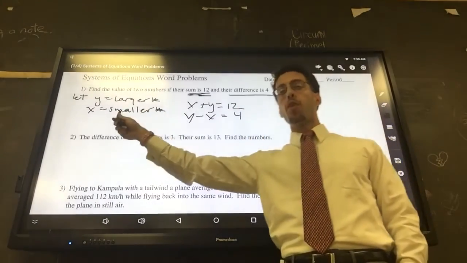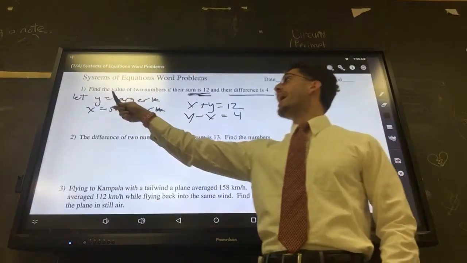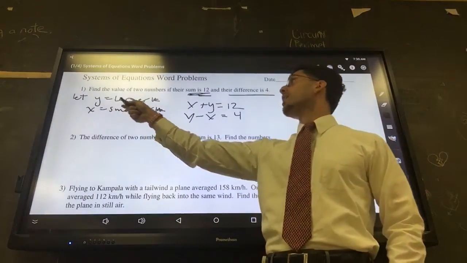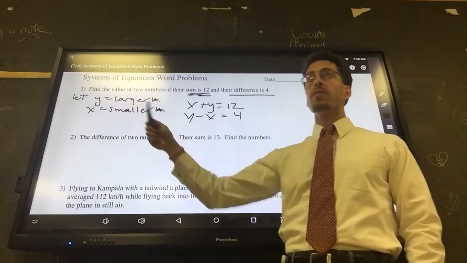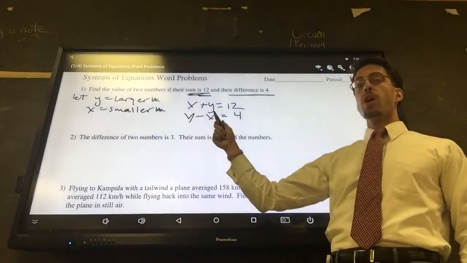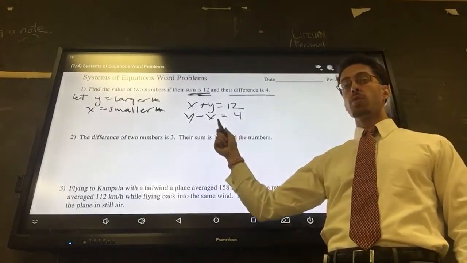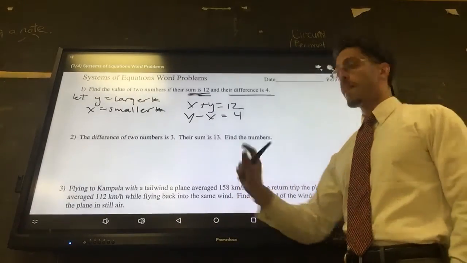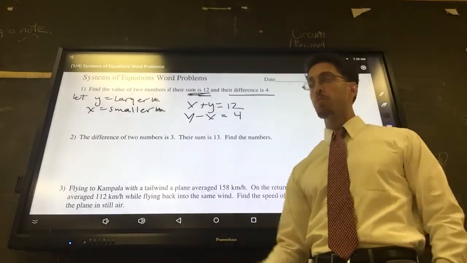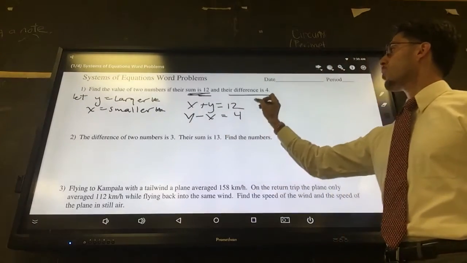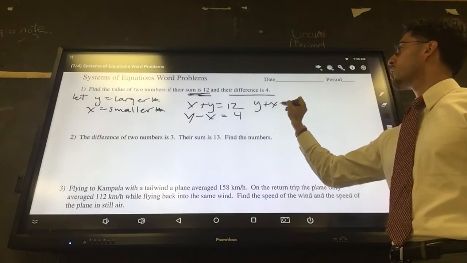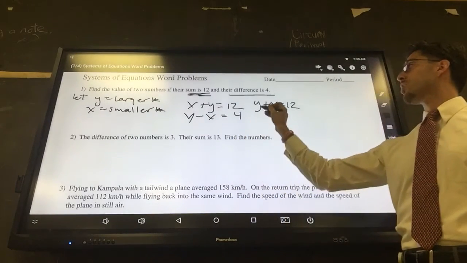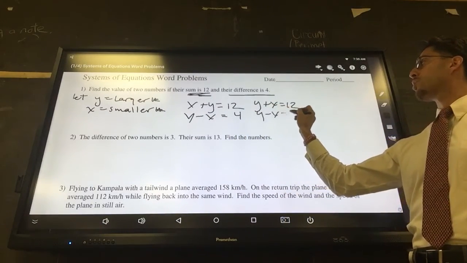You could have thought ahead or planned ahead and you could have said x is the larger and y is the smaller. And if you did that, if x was the larger, you would have done x minus y equals 4. And it would actually work out prettier, but we'd still get the same answer. I'm not worried about that. Here's why. Switch it property, my favorite commutative property. So instead of x plus y, I'm going to write y plus x equals 12. Here, no need to switch. Don't switch for subtraction. Just leave it as y minus x equals 4.